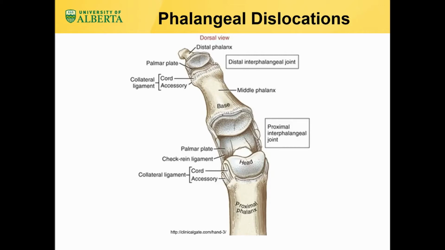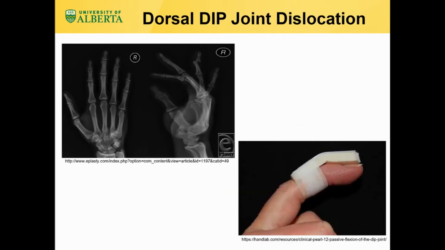The interphalangeal joints are bicondylar hinge joints, meaning there is only motion in one plane. The joints are stabilized with strong capsular and collateral ligaments. Dislocations of the interphalangeal joints occur following hyperextension, hyperflexion, lateral deviation, torsion, or impaction that puts stress on these ligaments, injuring them or making the joint unstable. Dorsal dislocations of the DIP joint, seen here in this lateral view X-ray, can be open or closed.